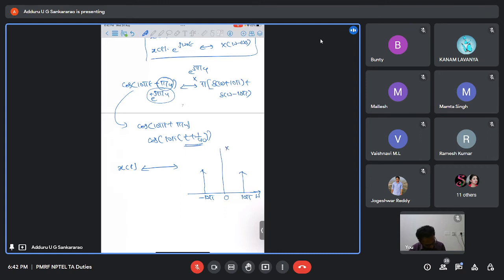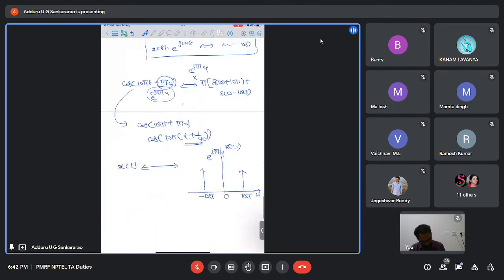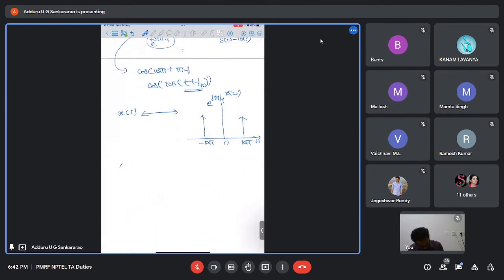This is our X of omega, and it has some phase, e power j pi by 2. Okay, this is our X of omega. Now, what is our x delta of t? The Fourier transform of x delta of omega is what? For the sampled version of the signal, its Fourier transform is 1 by Ts, as we have just seen.